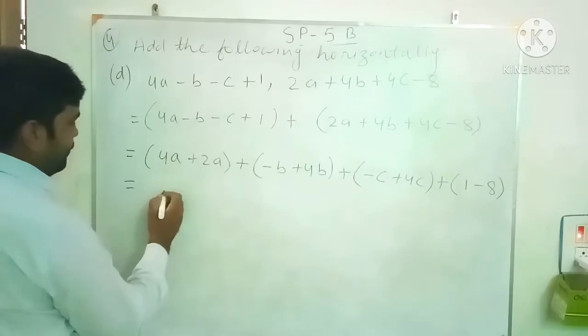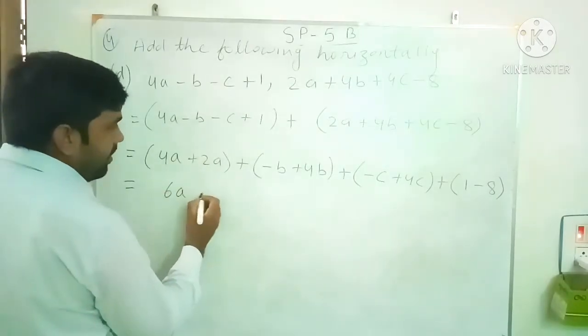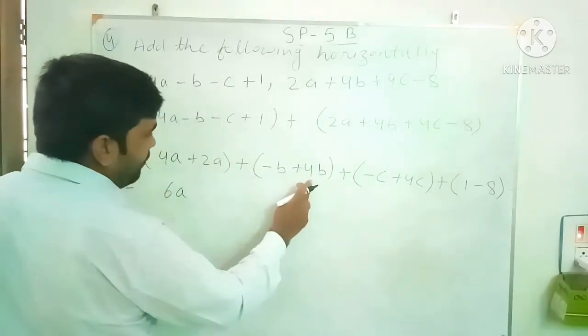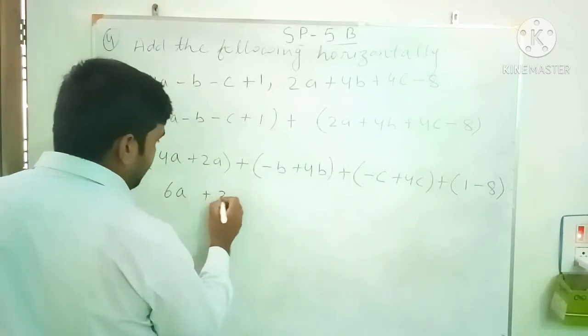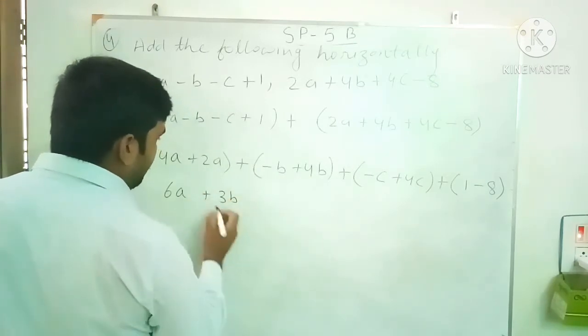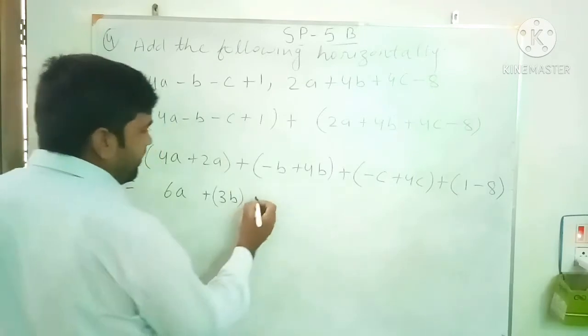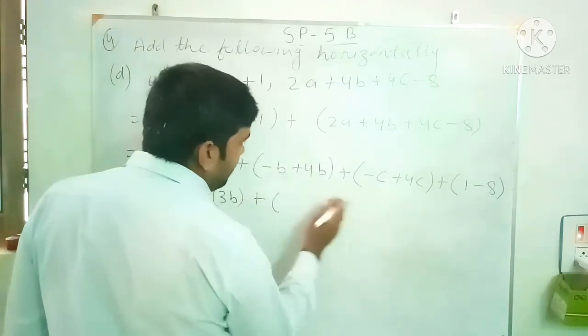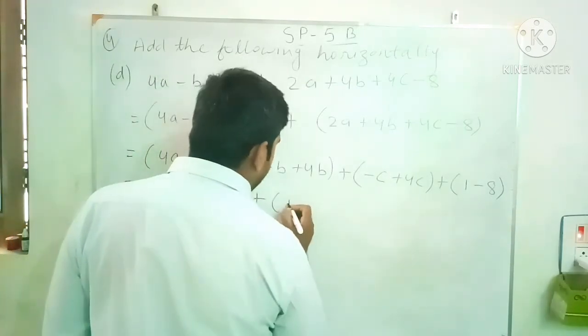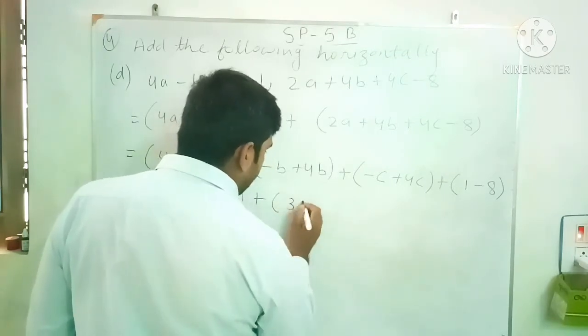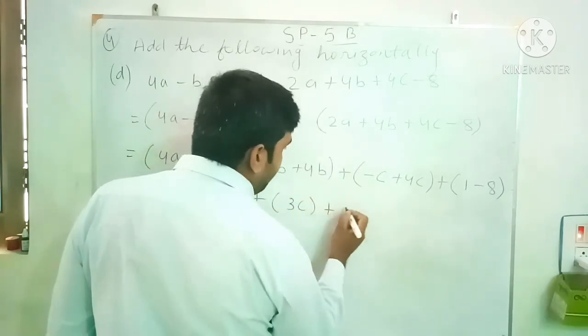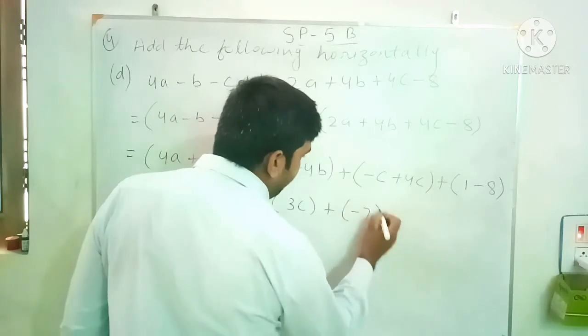Now 4a plus 2a gives you 6a. Minus b plus 4b gives you plus 3b. Minus c plus 4c gives you plus 3c. And for the constants, 1 minus 8 gives you minus 7.